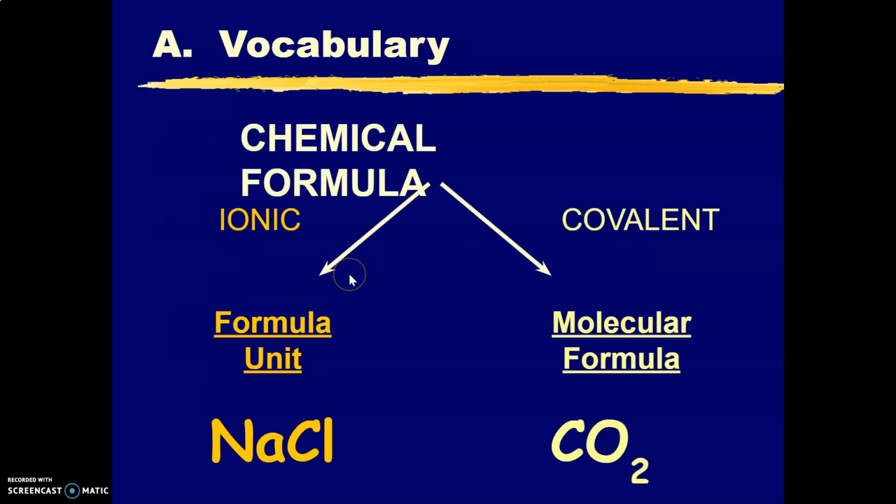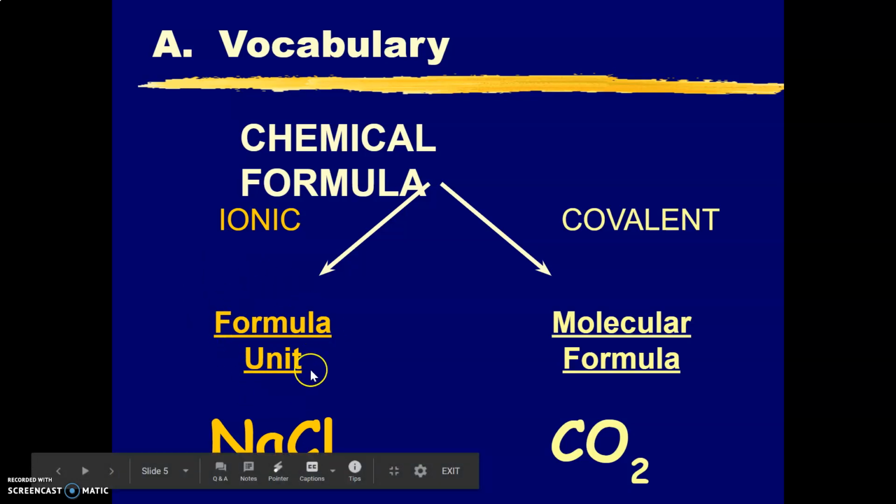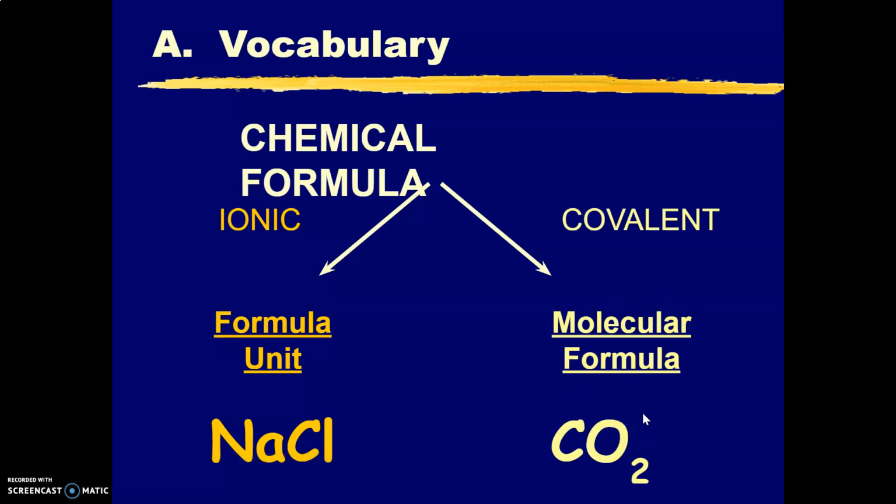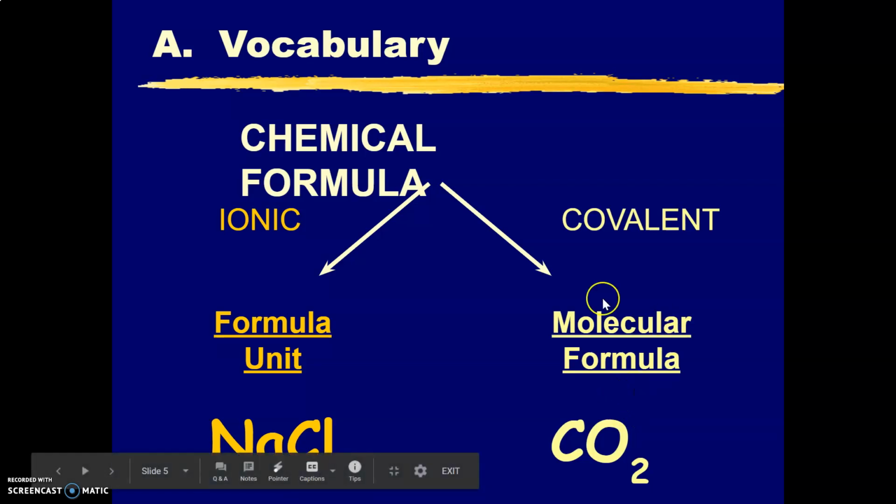All right, let's take a look at what a chemical formula is. When we refer to an ionic bond, we refer to it as its formula unit. So sodium chloride has a formula unit. When we're talking about covalent bonds, we're talking about a molecular formula. So CO2 is a molecular formula. It is covalently bonded together. So we consider this to be a molecule and this more to be a compound.